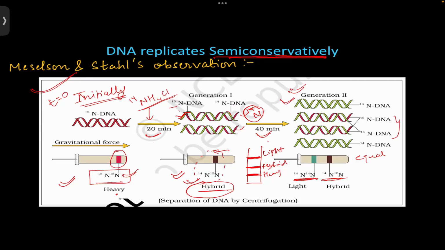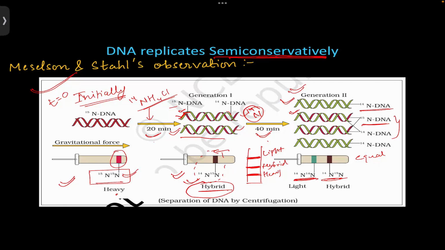Whereas when the red strand here is acting as a template, the newly synthesized strand will contain only N14. So we get a hybrid strand. The same will be for the other strand as well, because of which we get an equal number of N14 containing DNA strands and hybrid N15 and N14 containing DNA strands.